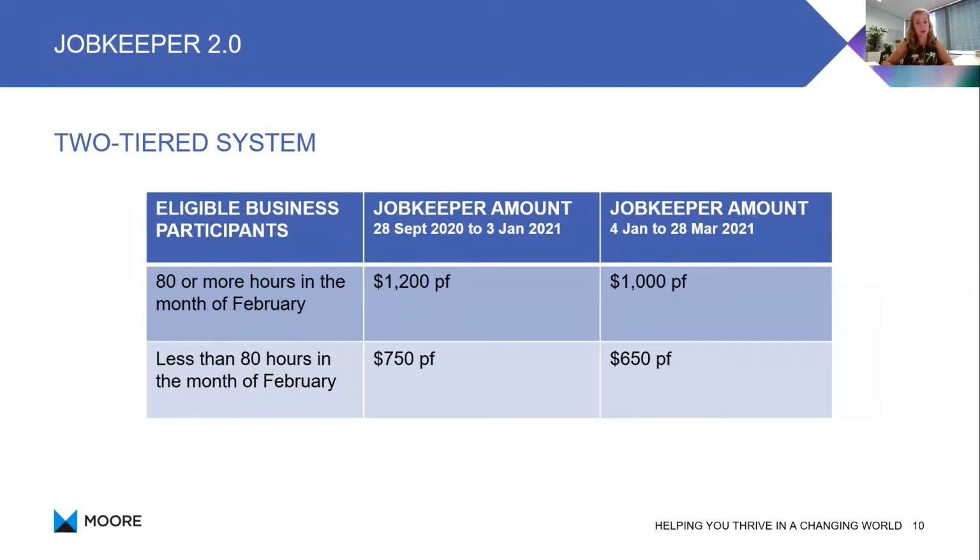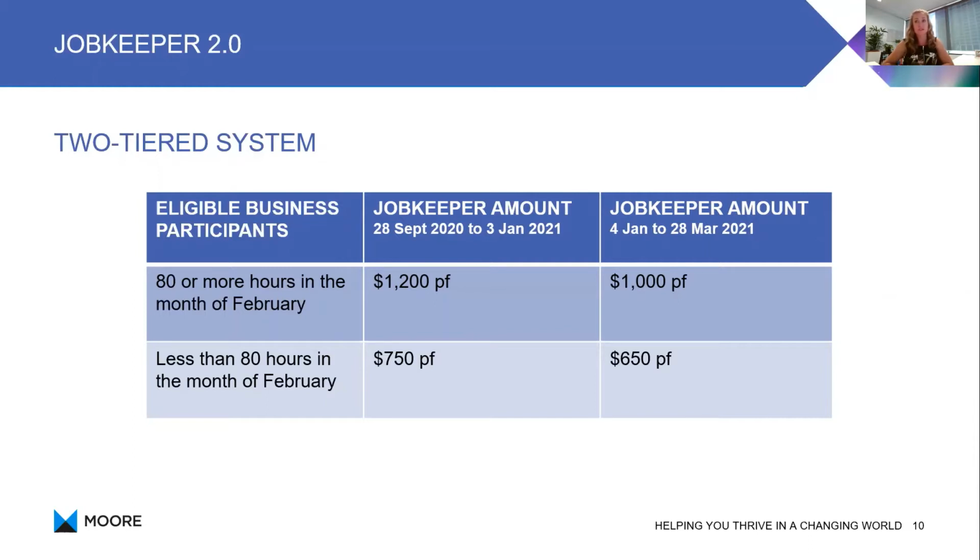Now, the test is slightly different. They are testing simply the month of February, which is 29 days this year. So you need to have some sort of evidence that you are actively engaged in the business for 80 hours or more in the month of February. Now, I'm not quite sure, and you'll see later, what that's going to require and how you're going to prove that to the tax office. But there's 2 tiers based on that too.